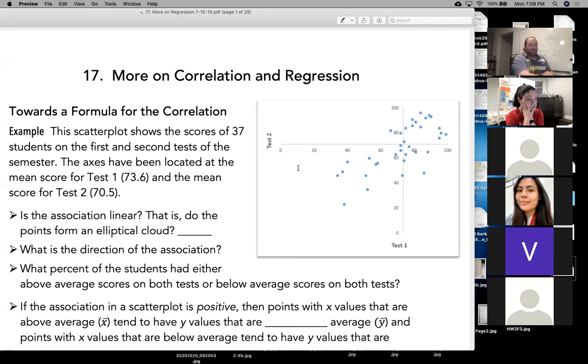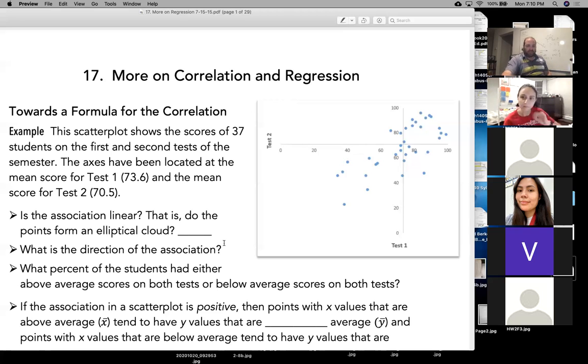The axes have been located at the mean test score for test 1 and the mean score for test 2. So we're accustomed, when we create our axes, to have 0, 0 where the lines meet, right? That is what is normally done. They didn't do that here, okay? They took the average for test 1. Test 1's on the x-axis, so they calculated the average behind the scenes because we don't have the exact scores. They calculated the average to be 73.6. And they did the same thing for test 2. They calculated the average to be 70.5. And the center of their axes is where those two meet, okay?